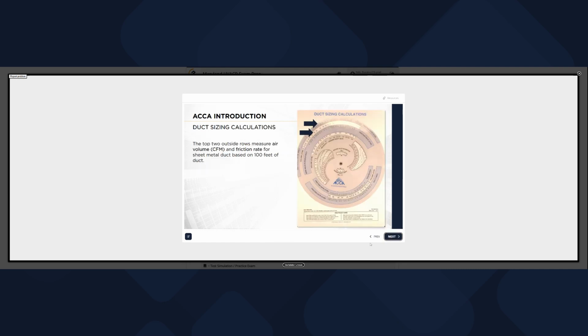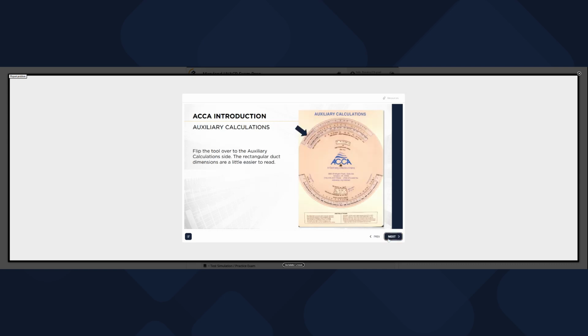Duct sizing calculations. The top two outside rows measure air volume, CFM, and friction rate for sheet metal duct based on 100 feet of duct. The CFM and FPM are also measured on the inner circle. The top arrow in the middle indicates the round duct diameter. The graphs in the middle show rectangular and square duct dimensions.